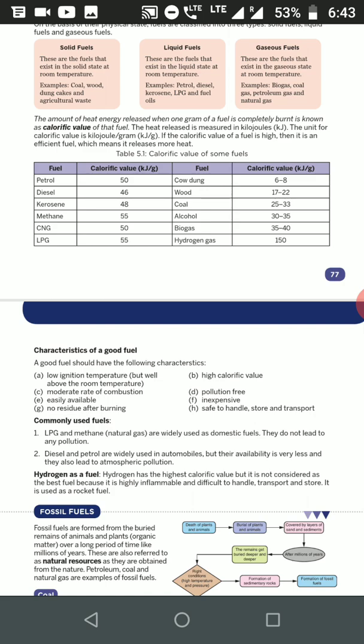Hydrogen has the highest calorific value, but it is not considered the best fuel as it is highly inflammable and difficult to handle, transport, and store. It is used as a rocket fuel.